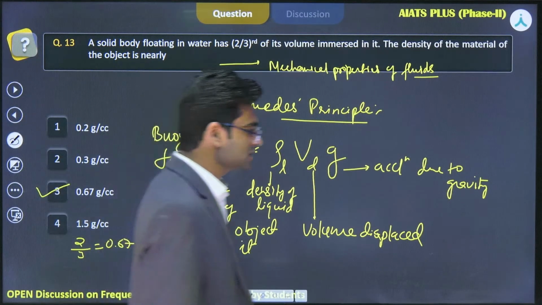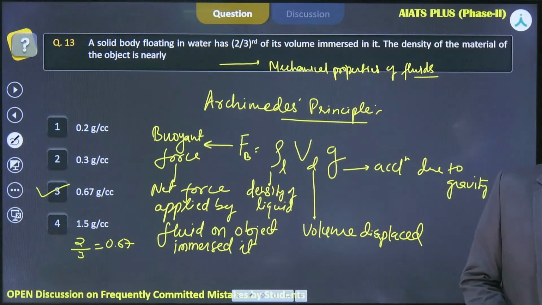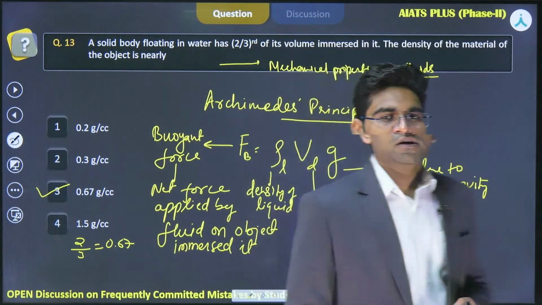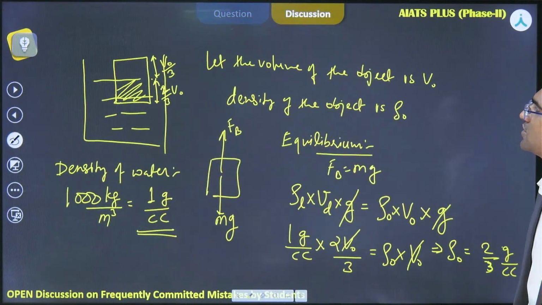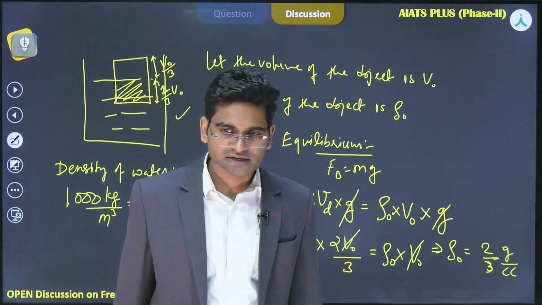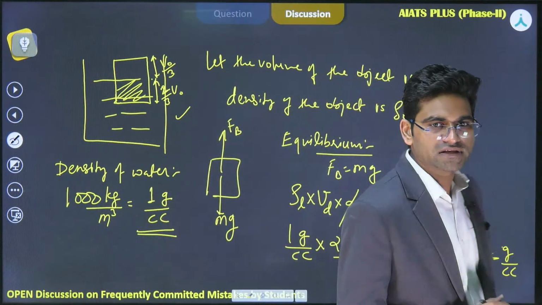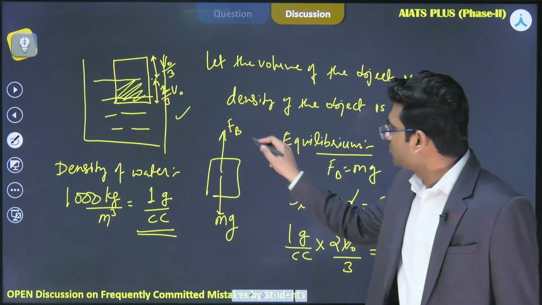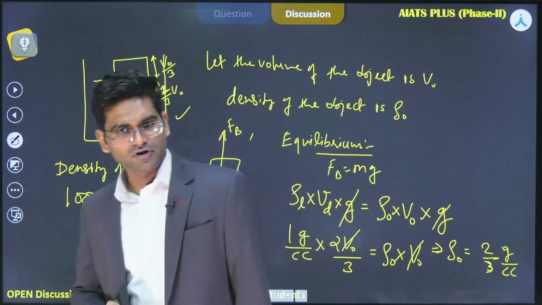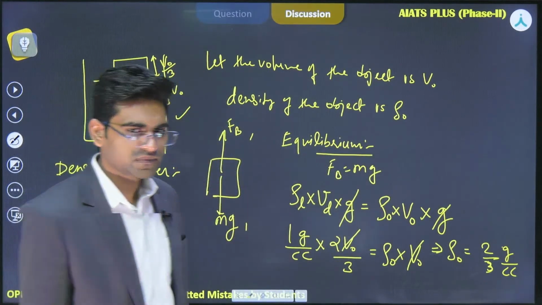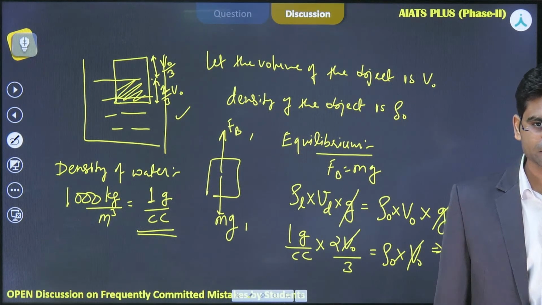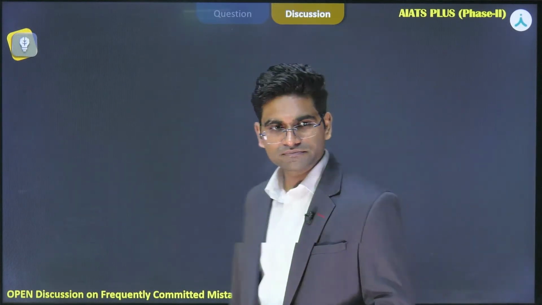Any doubt in this question? So now you know the formula of buoyant force. It was derived with the help of Archimedes principle. We have already drawn the FBD of this problem, so the FBD should be clear to you. There were two forces acting on the object, and since the object was floating, it was in equilibrium. That's why both forces were cancelling each other, and with the help of that I have found the value of density of the object. Any doubt so far? No? Let's move to another question then.